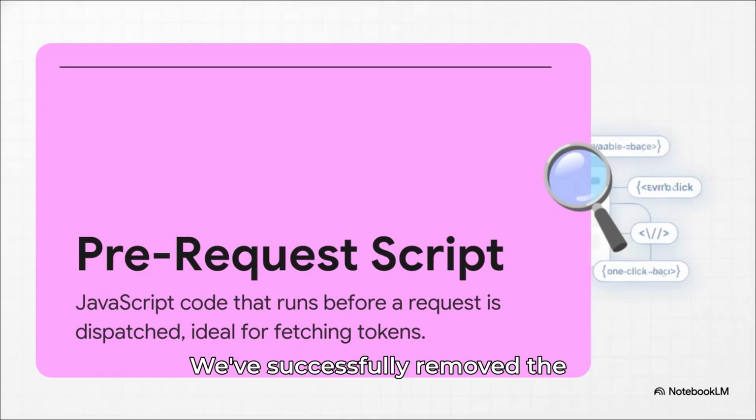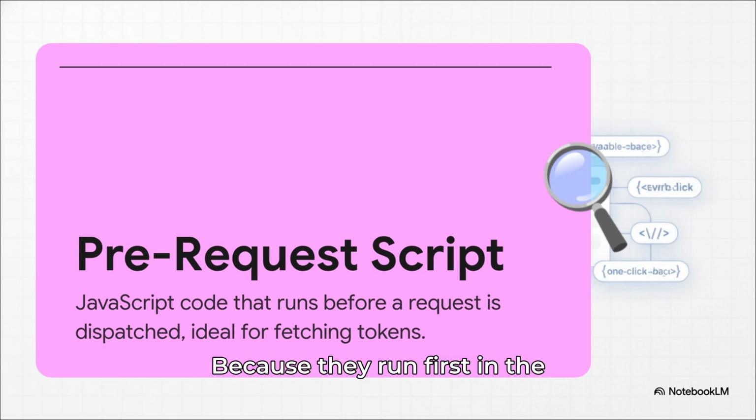We've successfully removed the manual URL swapping, but there's usually one last major bottleneck that slows down testing, right? Authentication. To tackle this, especially when you're dealing with those annoying expiring OAuth 2.0 tokens, we use pre-request scripts. These are essentially snippets of JavaScript code that run immediately before a request is ever dispatched to the server.